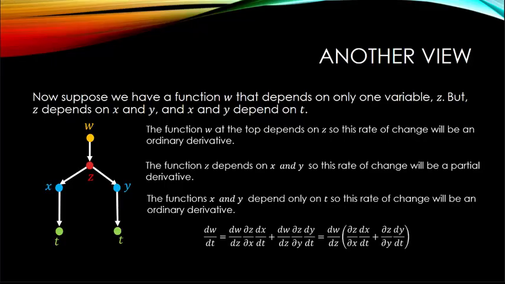I'm going to get dw/dt is equal to dw/dz times the partial of z with respect to x times dx/dt plus dw/dz times the partial of z with respect to y times dy/dt, and this is going to be equal to dw/dz times the quantity the partial of z with respect to x times dx/dt plus the partial of z with respect to y times dy/dt. And you'll notice that ultimately w depends only on the independent variable t, so that is an ordinary derivative.